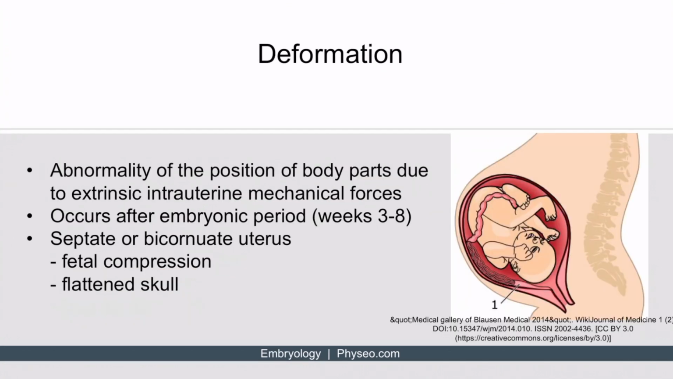Okay, now that we've finished talking about intrinsic errors, let's move on to extrinsic errors. The first error is deformation. Deformation is defined as an abnormality of the position of body parts due to extrinsic intrauterine mechanical forces. Unlike malformation, which occurs during the embryonic period, deformation occurs after the embryonic period. An example of this is when a mother has a septate or bicornuate uterus, and this can result in compression of the fetus and a flattened skull.